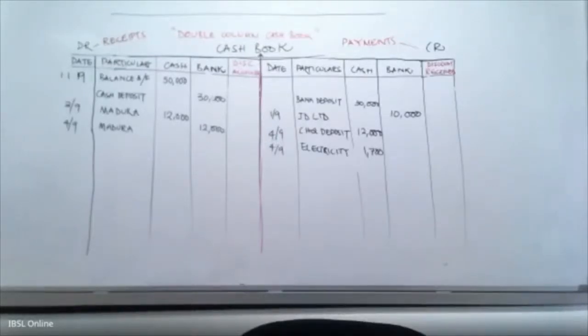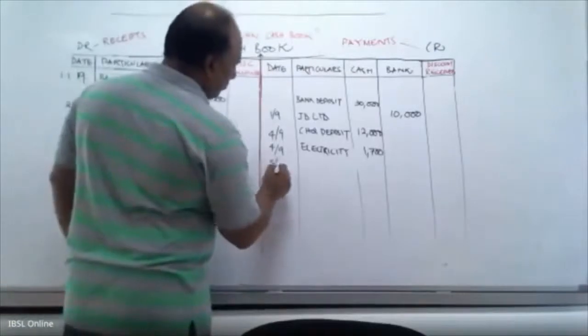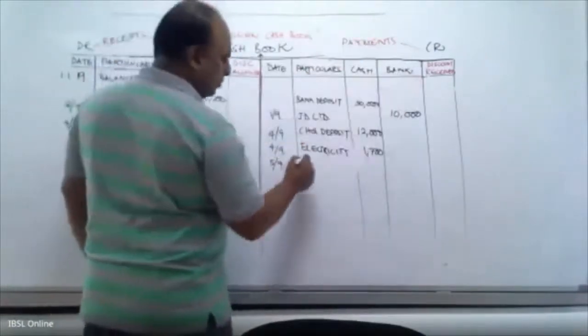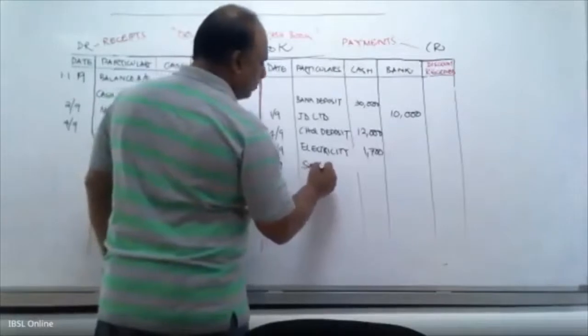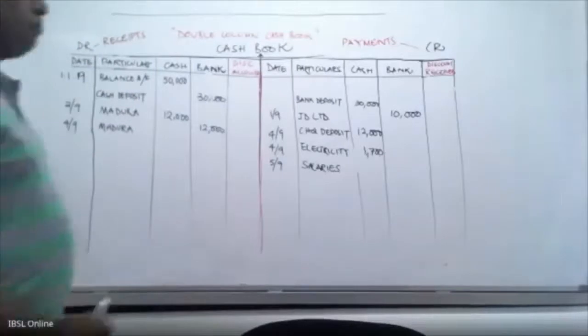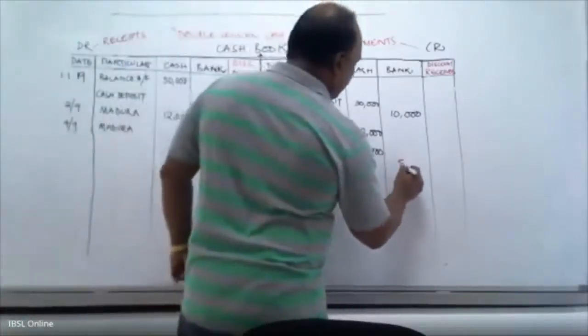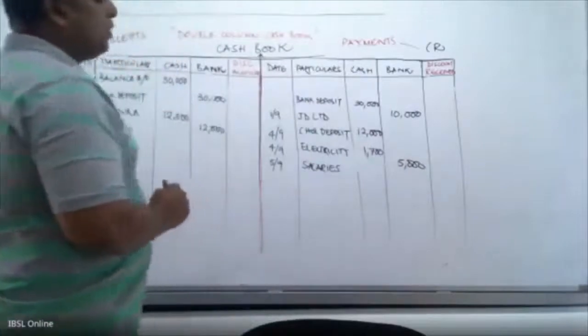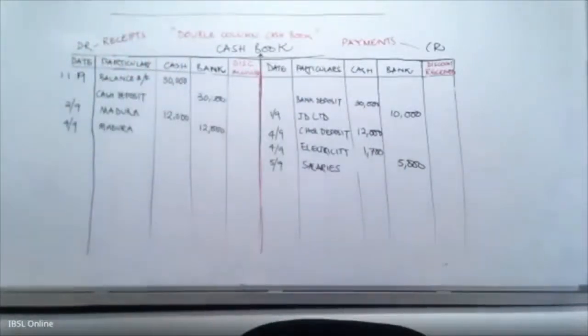And the next transaction is where on 5th September it says rupees 5,000 paid by check for salaries. Now again there is an expense, but you are paying it using your check. So on 5th September, there is a cash outflow, which is salaries, and you are paying it by way of check. So your 5,000 will be onto the bank column.